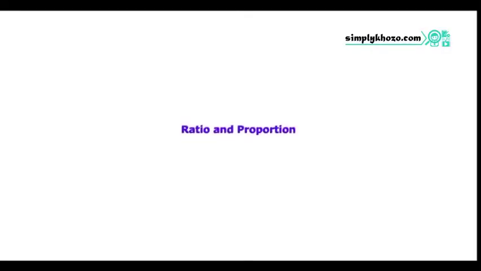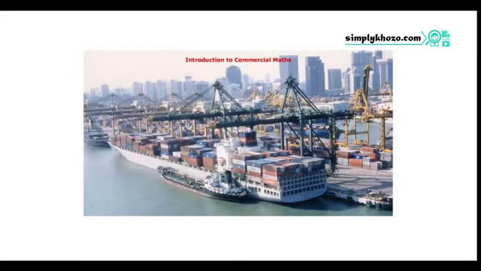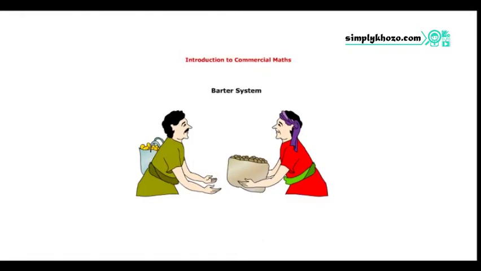Ratio and proportion. Commercial maths is the backbone of every trade. From time immemorial, man has been involved in the same kind of commercial activity. It started with the barter system of surplus food for other commodities of daily use. This promoted the idea of commerce and trade.